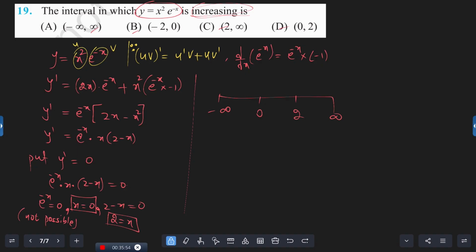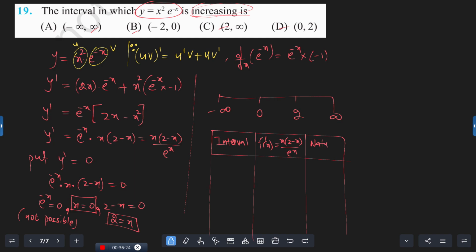Okay, so listen. This one you can write as x into 2 minus x divided by e power x, since e power minus x is 1 divided by e power x. Now let's check in the table. Let's go for a simple table I will draw. So first, the interval. Sir, for MCQs and all, does that work, sir? Yes, there is a use. Okay, nature of the function, nature of f of x.